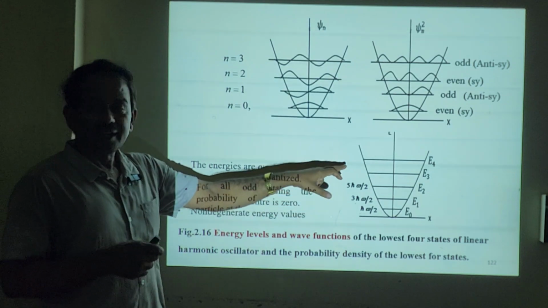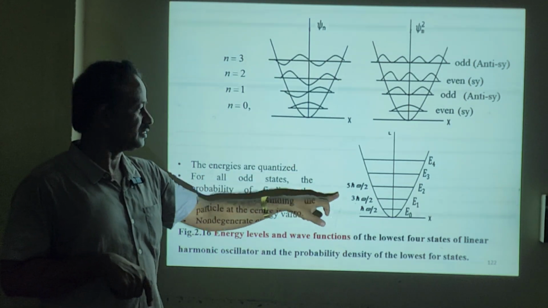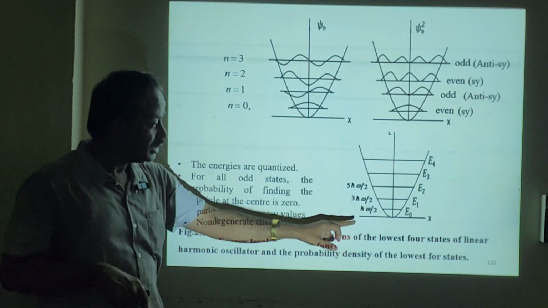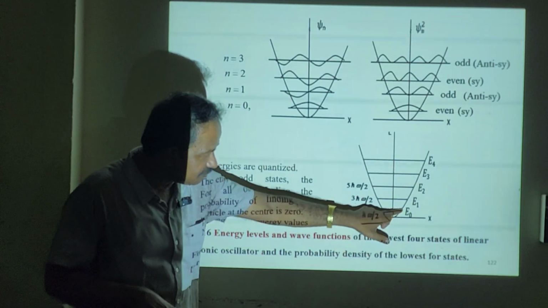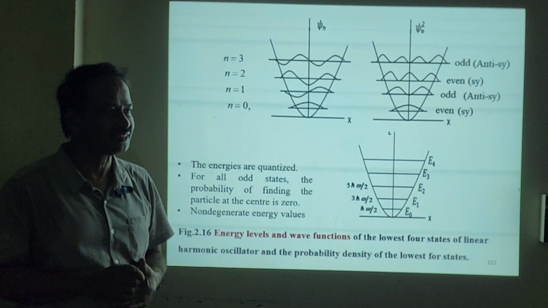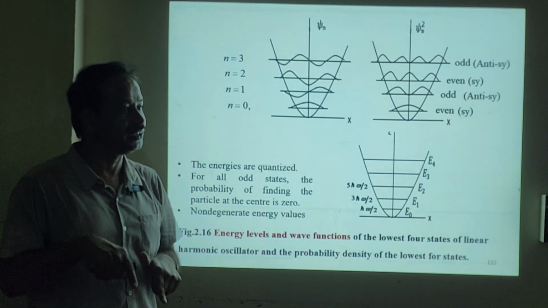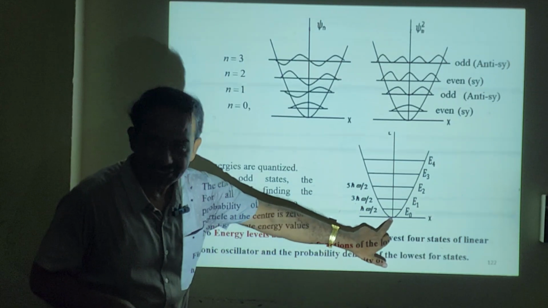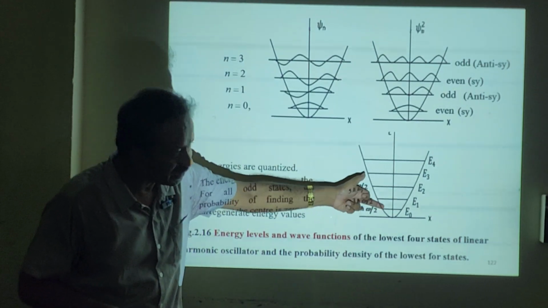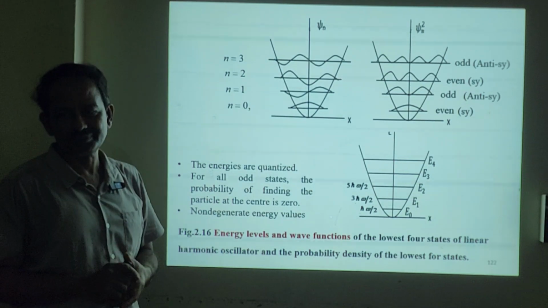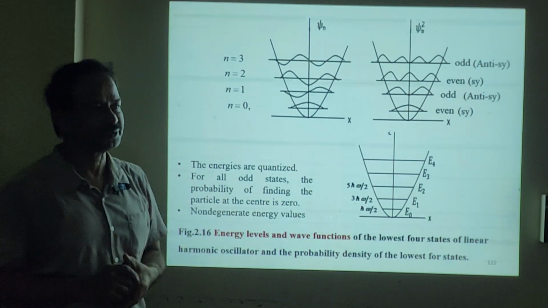Then, when you come to the energies, for n equal to 0, the energy will be h bar omega by 2. It is not here at the origin, it is somewhere here. Very important concept. Usually it would start from energy at x equal to 0, correct? But it starts from somewhere here. That means for n equal to 0, there exists energy. That is nothing but h bar omega by 2.